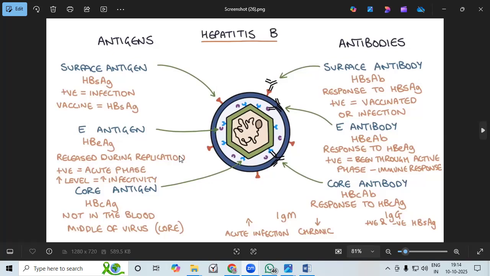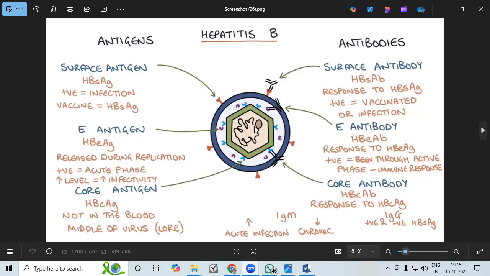The response to this E antigen will be the release of E antibody by our body. So in the serum, you will see HBe antibody, which will be positive in the acute phase. And what does it imply? That the virus is replicating. Then you've got the core antigen, which is in the center.